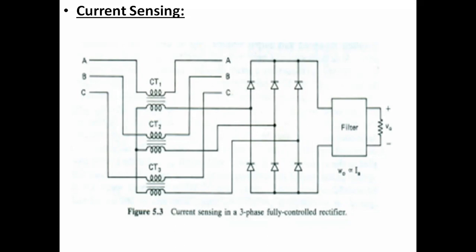And this current sensing is widely used due to its low cost, simplicity, and reliability. A number of methods are available for the direct sensing of armature current. We are mainly using two commonly used methods.